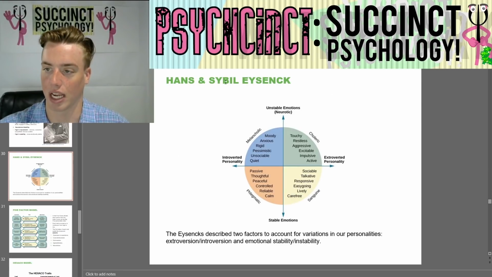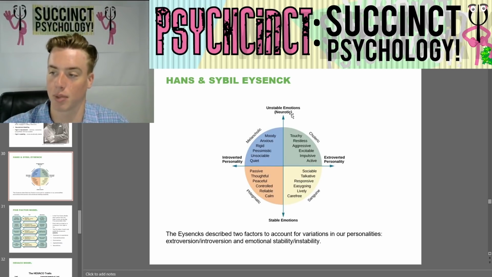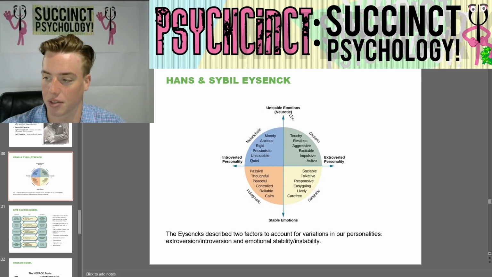So here we have Hans and Sybil again. The Eysencks describe 2 factors to account for variations in our personalities: extroversion/introversion and emotional stability/instability. So again, we have this chart. We saw this earlier in the last video. You have your unstable emotions right here, melancholic and choleric. Here you have the introverted personality, extroverted personality, and stable emotions.